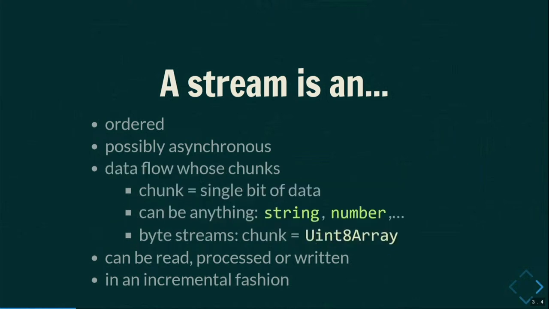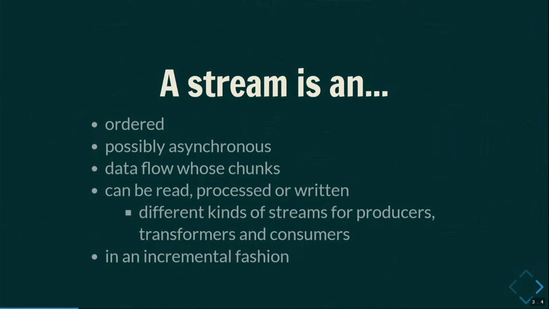It's a data flow of chunks, where a chunk is actually arbitrary data. You can choose your chunk type. You can make a stream of strings, you can make a stream of numbers. You can also have byte streams, where your chunks are arrays of bytes, usually a Uint8Array. And those show up frequently when you're dealing with network or files. It can be read, processed, or written, so you have different kinds of streams, whether you're a producer, a transformer, or a consumer of the stream. You might interact with the stream in different ways, so you get different kinds of streams.